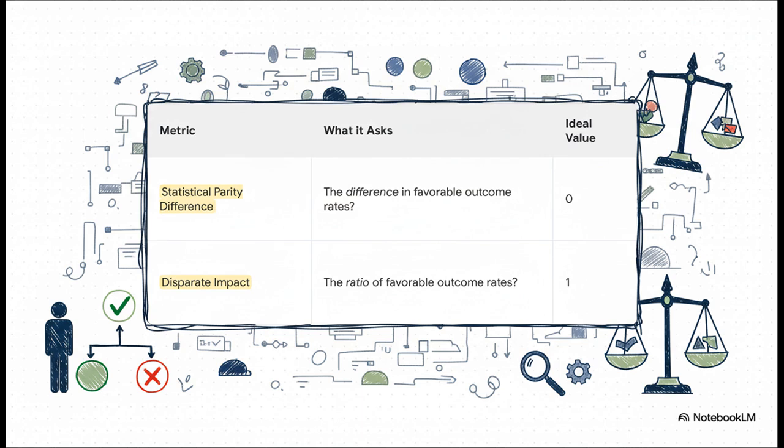Let's look at 2 really common ways this gets measured in the real world. First, you've got statistical parity difference. All you do is subtract the success rates. So if 80% of one group gets approved and only 60% of another does, your difference is 20%. Simple. Ideally, you want that number to be 0. The other one, disparate impact, uses a ratio. Same example, you divide 60 by 80 to get 0.75. In this case, the perfect score is 1. They're just two different lenses for looking at the exact same problem.